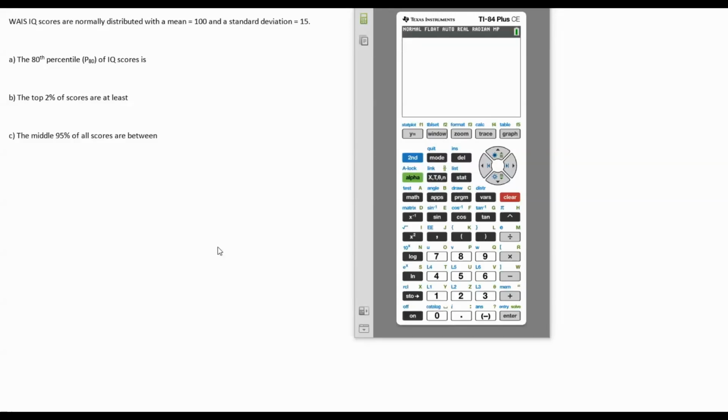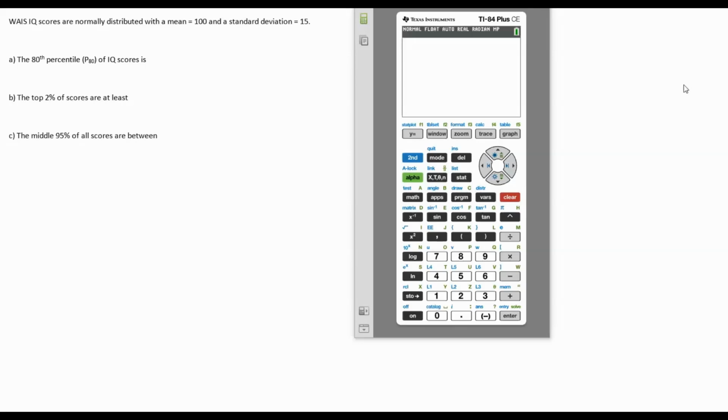Hello, this is Dr. Rody, and in this video I'll be showing how to use the inverse normal command in the CE version of the TI84 Plus calculator. So looking at this example here, it says that the WAIS IQ scores are normally distributed with a mean equal to 100 and a standard deviation of 15.